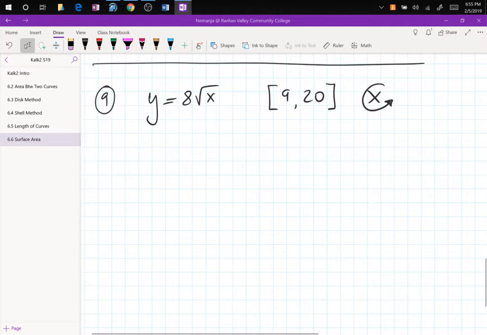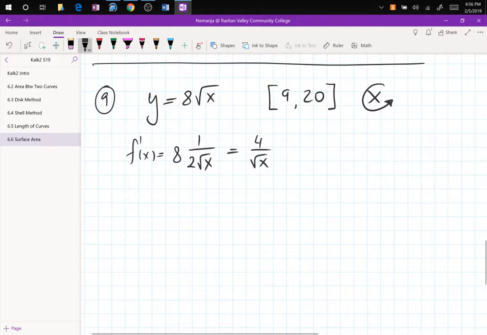Student: How do you decide which one to take? If it's needed, you use your sub. If it's a basic integral, it's a basic integral. Let's see what we have. The first order of business is to find the derivative, f prime of x, which would be 8 times 1 over 2 root x, if you memorized it. So that's going to be 4 over root x, which is good.